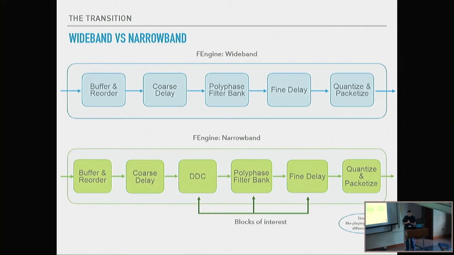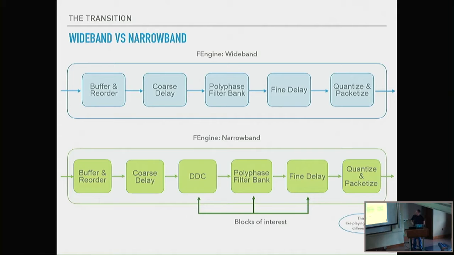Earlier on in the week, we had talks about interferometry, where it was shown two dishes, and you've got geometric delays between them, so you need to compensate for that. We then continue the processing chain into our polyphase filter bank. Again, we had a talk earlier on in the week about it, so I'm not going to focus too much on the underlying processing of that, but we'll just look at the differences.